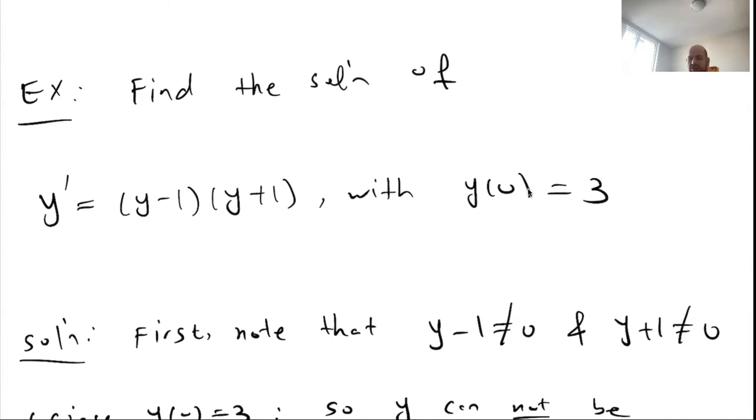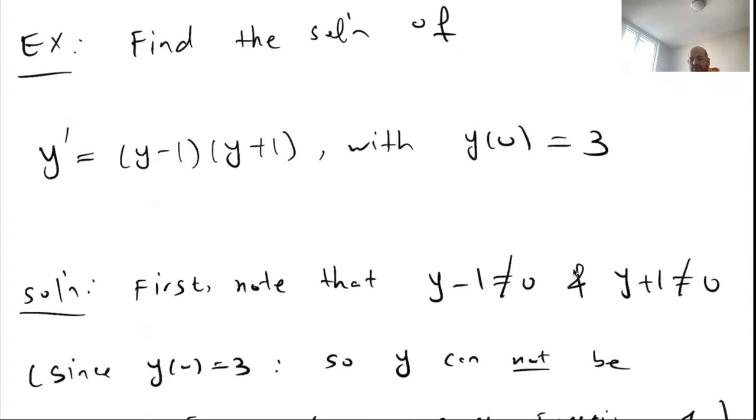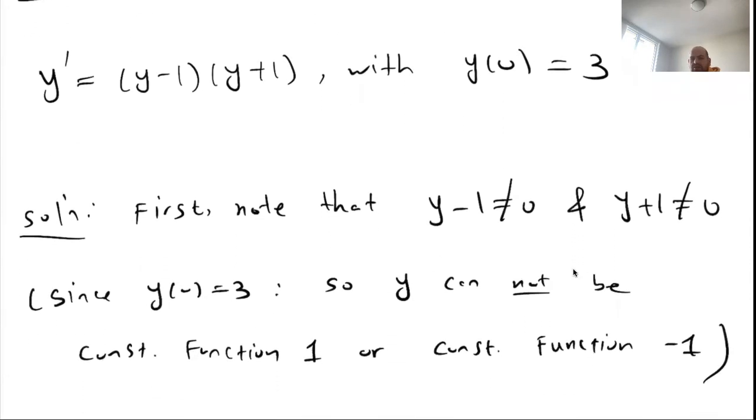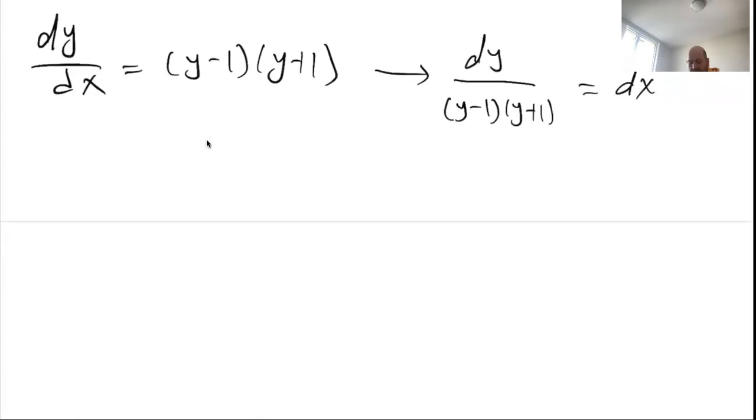But here, because the initial condition was given and it's 3, we could use that and make sure that this factor is non-zero, this factor is non-zero as well. Therefore, the whole expression is non-zero. And therefore, we could divide both sides by that whole expression. So we got this: dy over y minus 1 times y plus 1 equals dx.